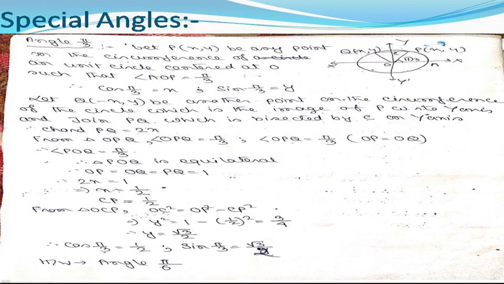If we consider another point Q on the circumference of the circle such that Q is the image of P with respect to the y-axis, then since Q is the image of P with respect to the y-axis, the points P and Q are equidistant from the y-axis. Let PQ cut the y-axis at the point C. So from here we can write CP is equal to CQ. Now if we consider these two triangles POC and QOC, OP and OQ are equal because they are radii of the circle.